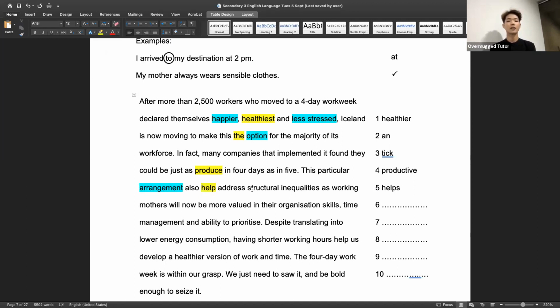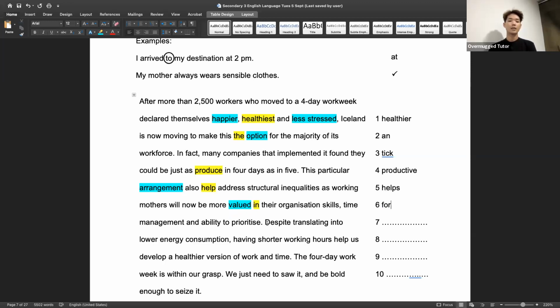Address structural inequalities as working mothers will now be more valued for. You're valuing somebody for something. And it's because of the word value. You don't value it, you value someone for something. Okay? That is 4.